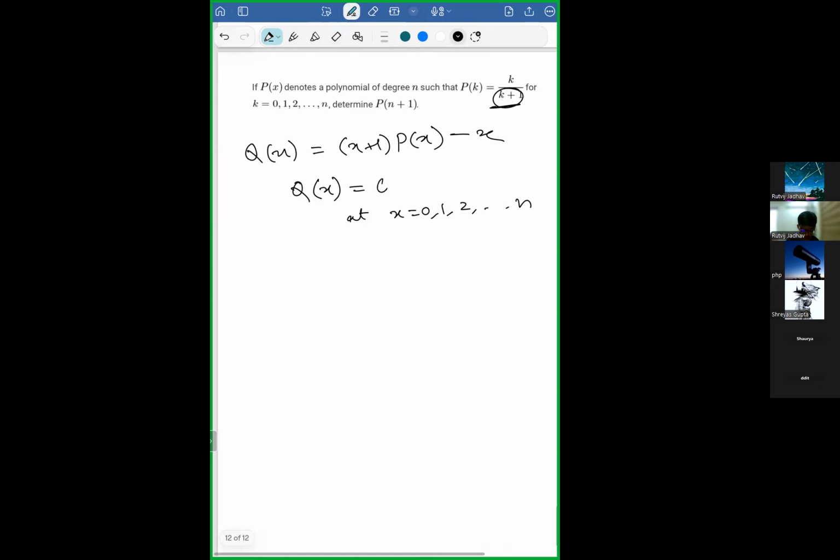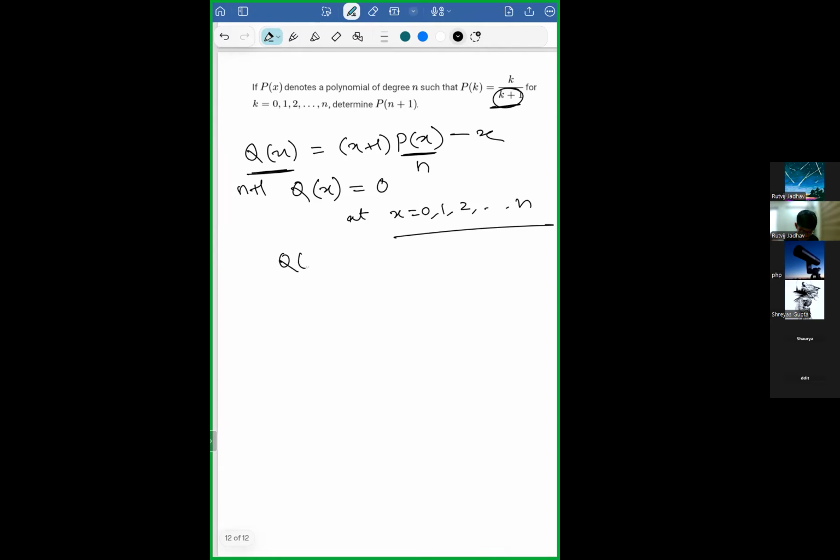Yes. Q of x is 0 at, so we just got that 0, 1, so until n are the roots of Q. And also we can check the degree: if the degree of P of x is n, then the degree of Q of x is n plus 1 here. And there are n plus 1 roots. So these are the only roots of Q. These are the exact roots of Q.